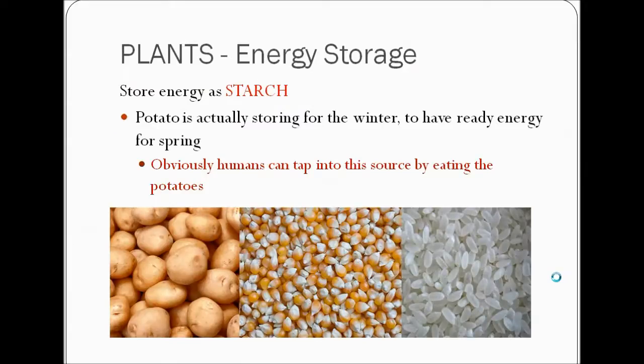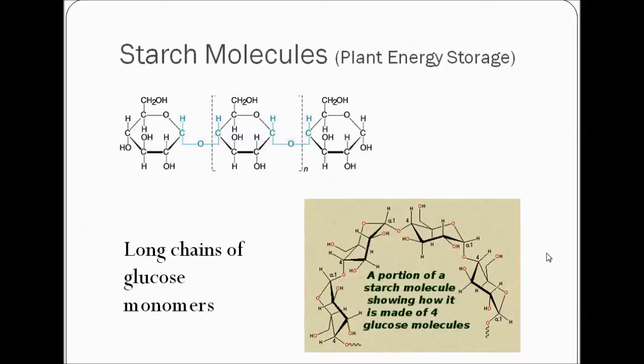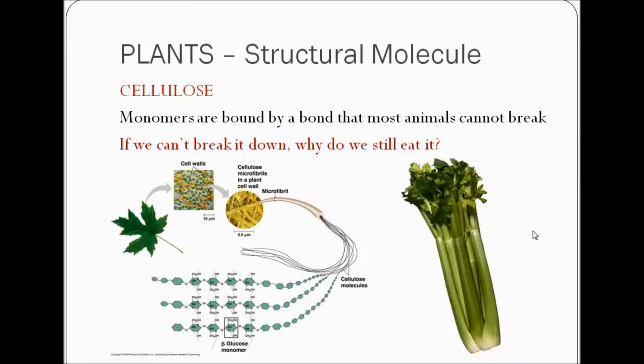So, filling out your table, plants store energy as starch. You're very familiar with that. Potatoes, corn, rice, all have lots of starch in it. And that's not for us, but it's for those organisms to have ready energy in the spring. We just tap into it. So starch molecules look like this. They're really long chains of glucose monomers. And here's a little teeny bit of one. You'll see it goes on and on.